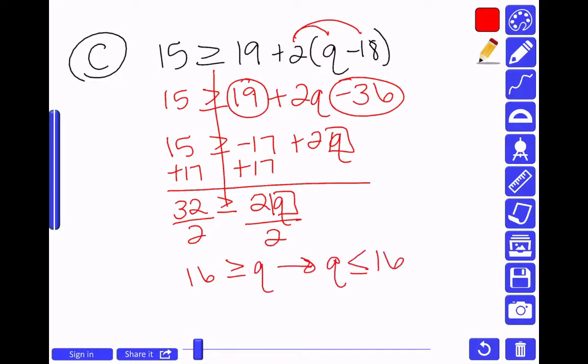So if I want to put this on a number line, I'm going to call this 16, 17, 18, 15. So I'm going to have a closed circle at 16, and my solutions are less than, so all my solutions are to the left. So that is how I would graph that inequality.